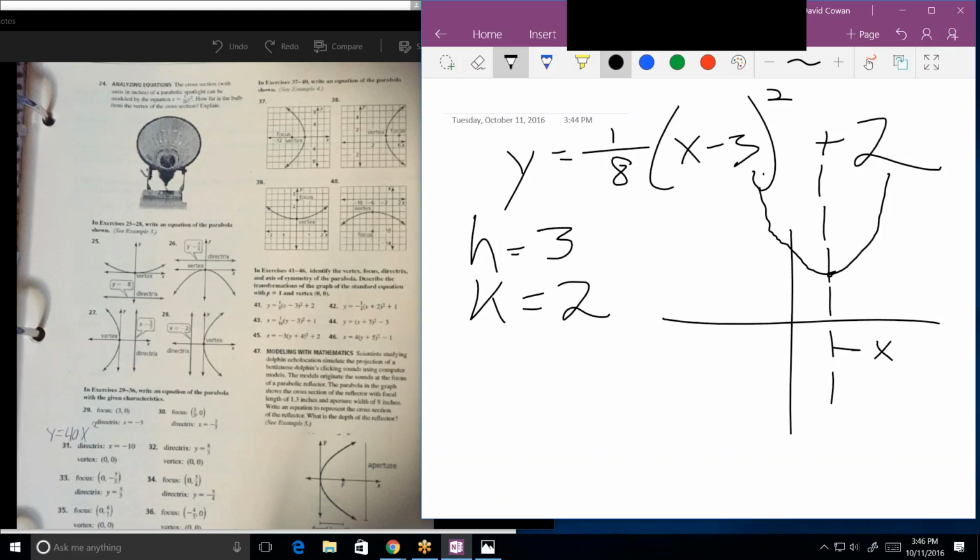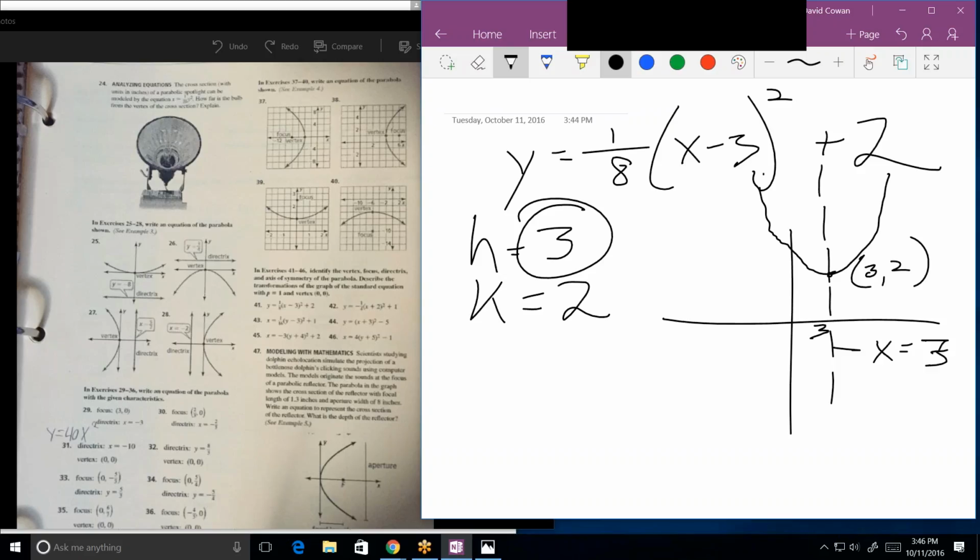x equals 2? No, 3. h is 3. That point is 3. In other words, the coordinates of the vertex were (3, 2), so it's x equals 3. Now, the next step is really rather simple. The only things we haven't answered are the focus and the directrix. We figured out the vertex and the axis of symmetry.